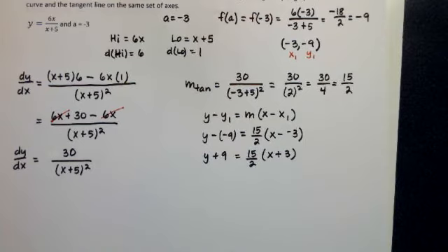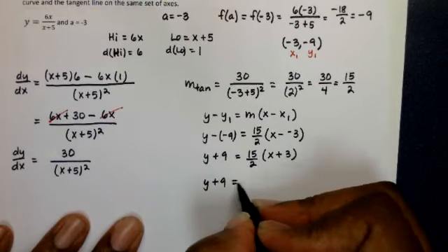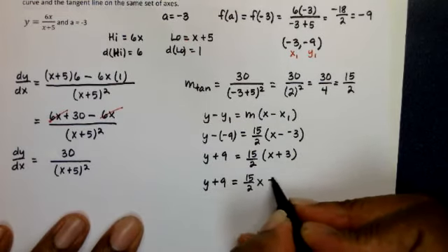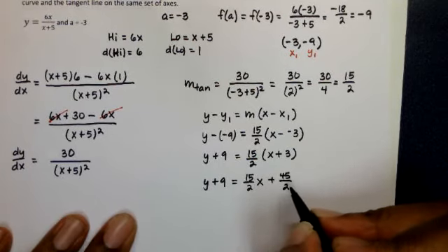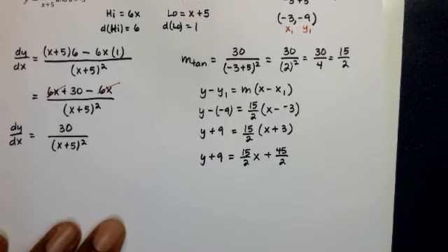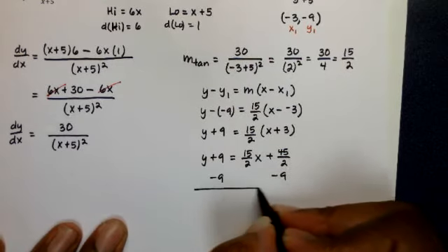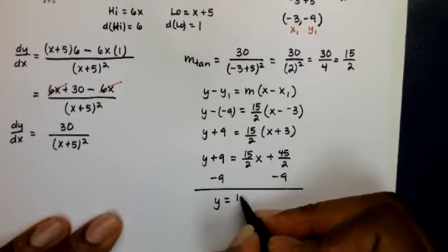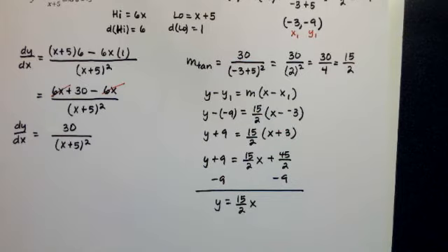Now distribute the 15 over 2 over the x plus 3, you're going to have this. Let's bring down the y plus 9. I'm distributing 15/2 times x, that'll be 15/2 x plus, that 3 is like 3 over 1 times the 15/2, would be 45 over 2. Now I need to get y by itself. I'm adding 9, so I need to subtract 9 on both sides. So this will be y is equal to, I'm going to bring down that 15/2 x, and I'm going to use my calculator to do 45/2 minus 9.